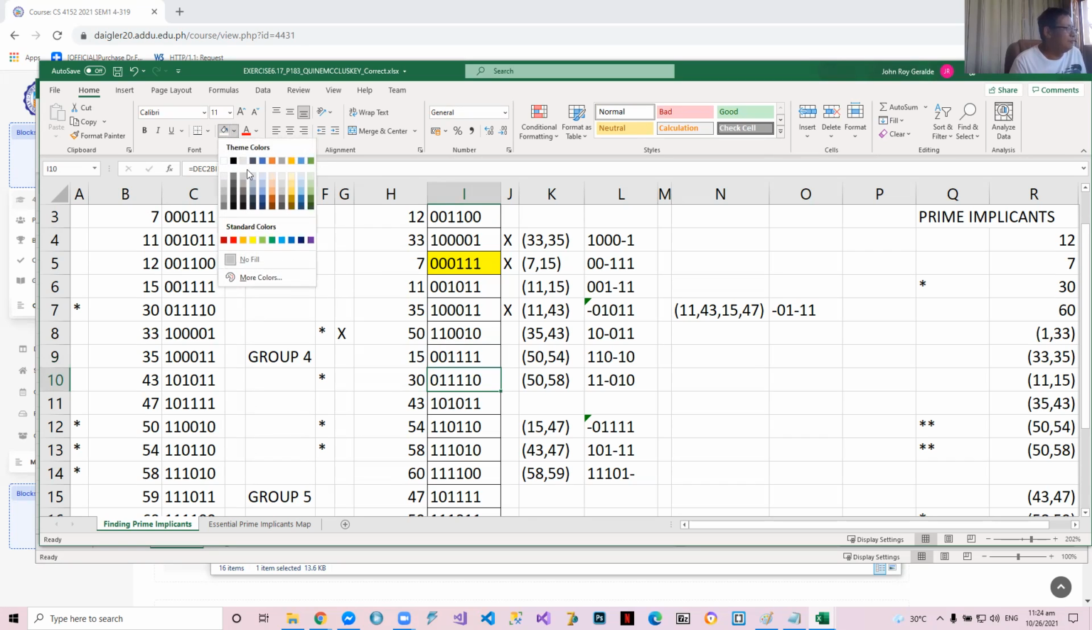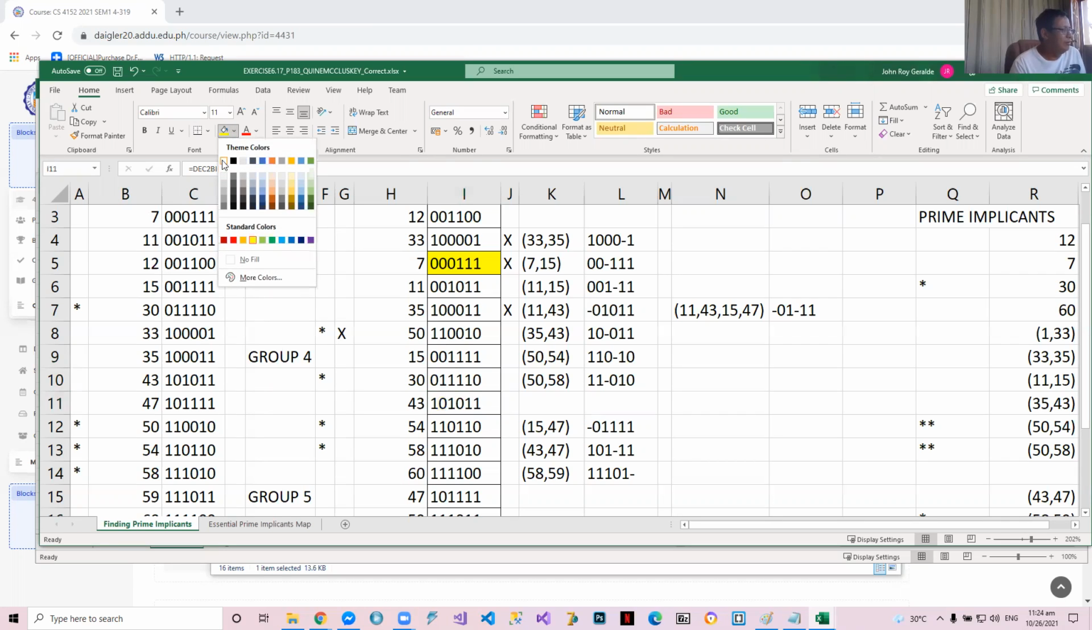Mas maganda kung mag-color, no? So this, they differ in the second and the third. So this cannot be, no? So put this back to white. Okay. 7 and 15, 7 and 30 cannot be. 7 and 40. Put this to yellow. 7 and 40, they differ in the first, the third, no? They differ in the fourth. So you cannot take this in.